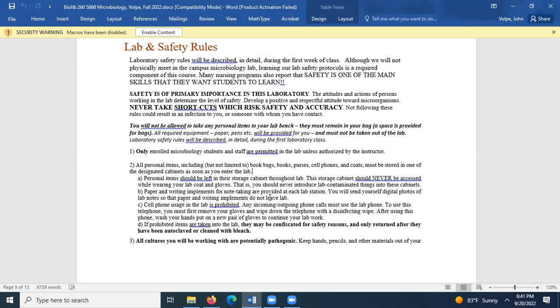Cell phone use is prohibited. If you were to use your phone in the lab, it would be confiscated, and then it would be sterilized, which would require it to be dunked in a disinfectant like bleach or stuck in the autoclave. Either way would destroy your phone, and then you could take it home.